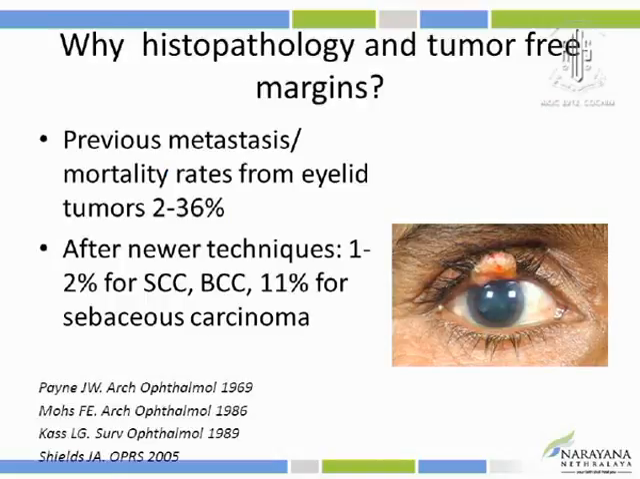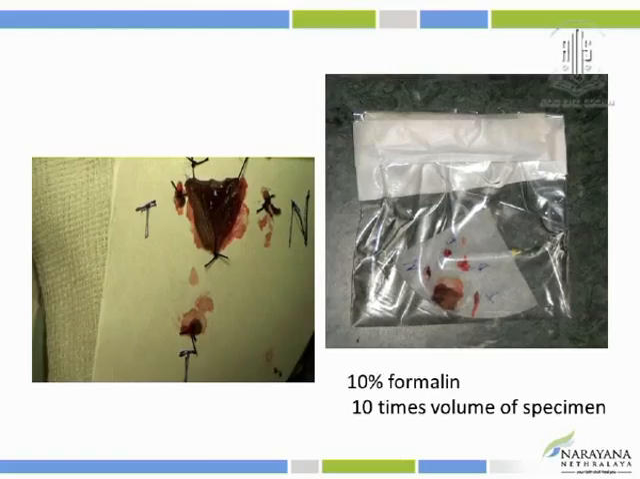And why exactly do we want histopathology and tumor-free margins? Well, before these protocols were applied, the mortality rates went up to 36%. And after these procedures have been applied with the newer techniques, the mortality rates are 1 to 2% for squamous cell and basal cell carcinoma, and they've come down significantly to 11% for sebaceous carcinoma as well. And when we are sending the histopathology, we usually try to take the edges and attach them separately. They're stitched onto a filter paper and marked for orientation, T for temporal, N for nasal, I for inferior. And the standard procedure is we use 10% formalin and the volume of formalin about 10 times the volume of the specimen.